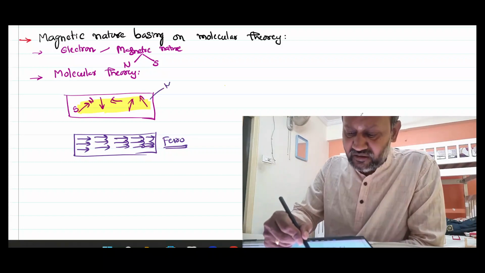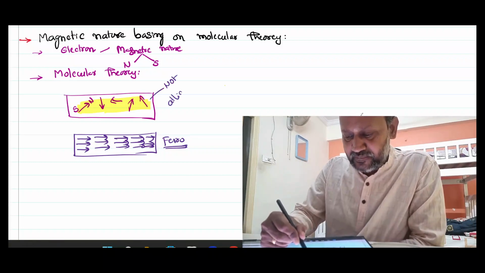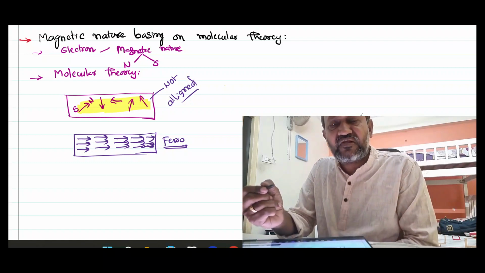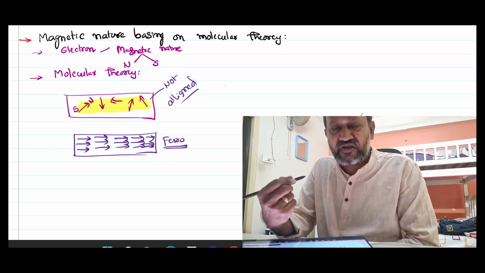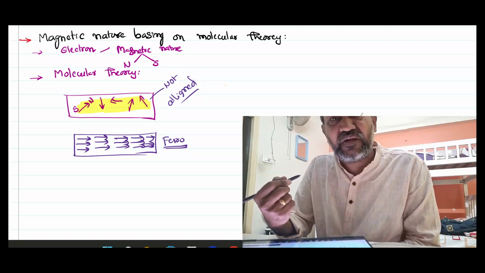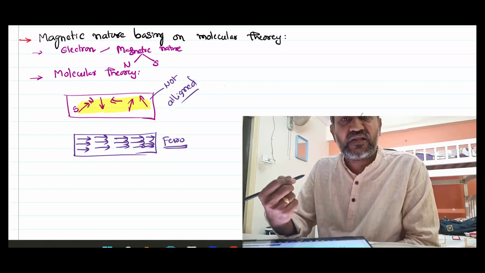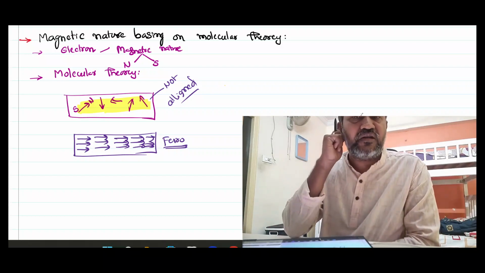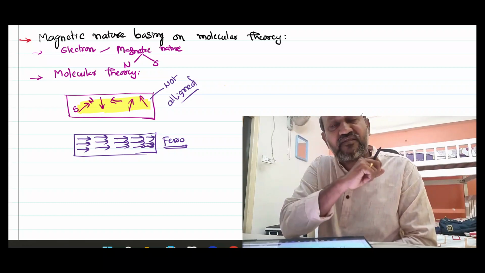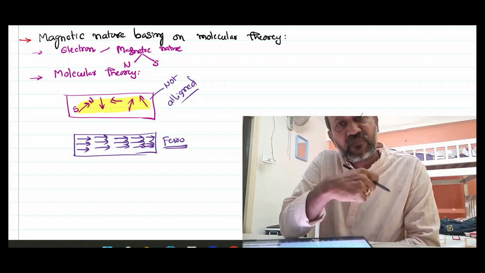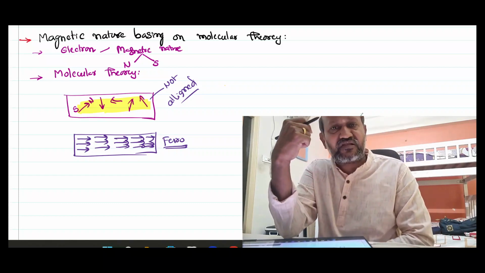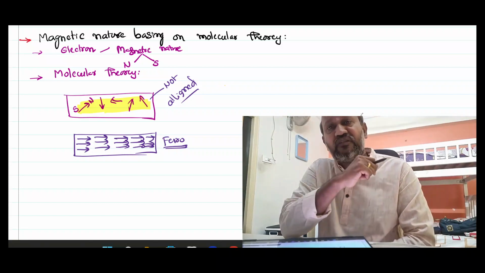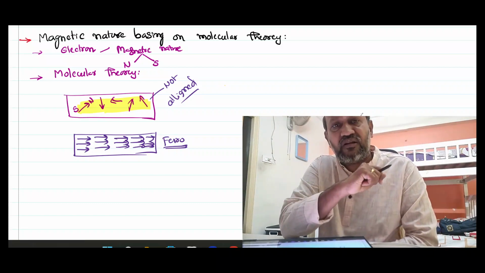Here they are not aligned properly. Though each molecule is a magnet, these molecules together are not in a single direction. They are not acting together, and it cannot behave like a strong magnet. So whether something is a strong magnet or not is simply decided based on how these molecules are aligned inside a material. It's not that the molecule is not behaving like a magnet. Each tiny molecule is definitely behaving like a magnet, but whether they come together or not is the story we are talking about in a theory called molecular theory.